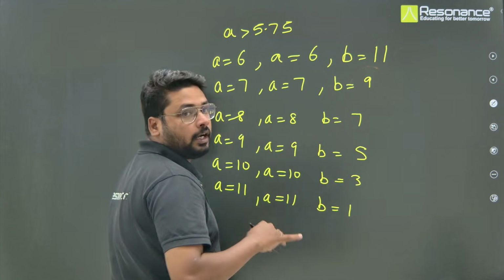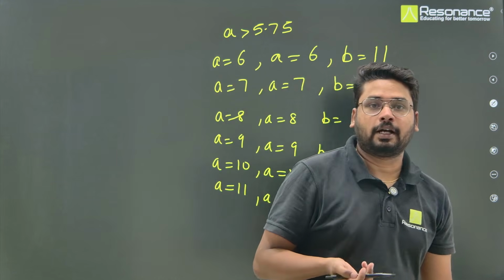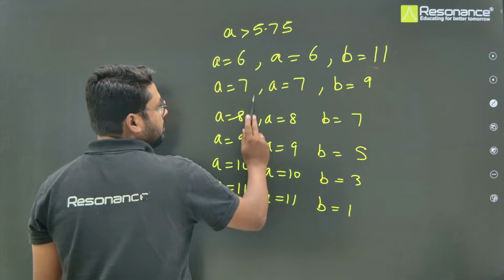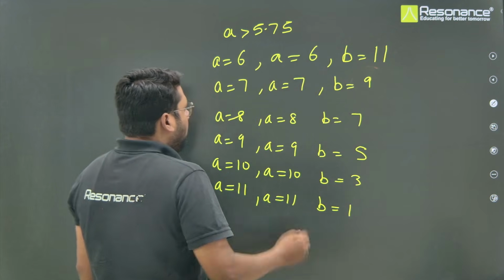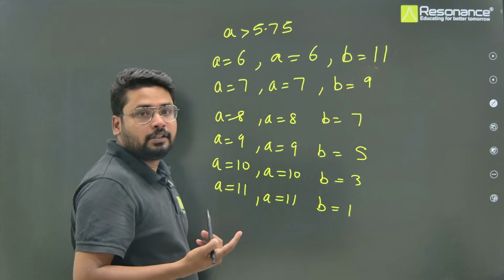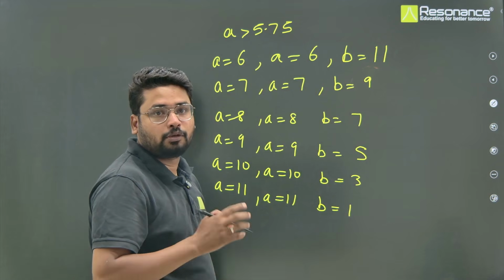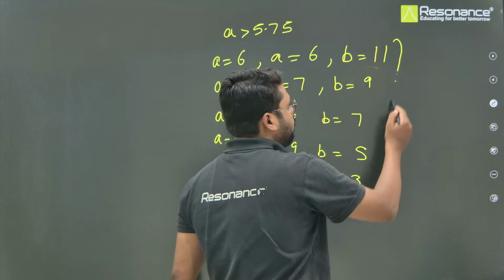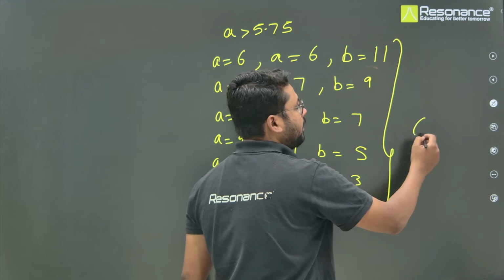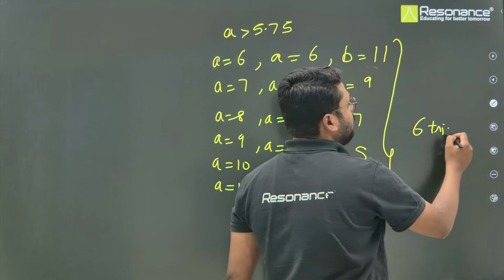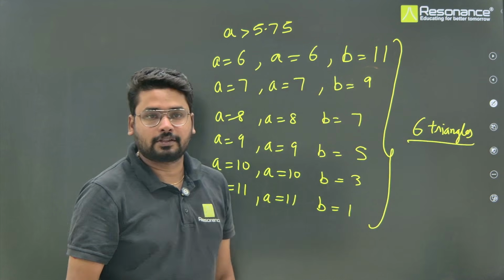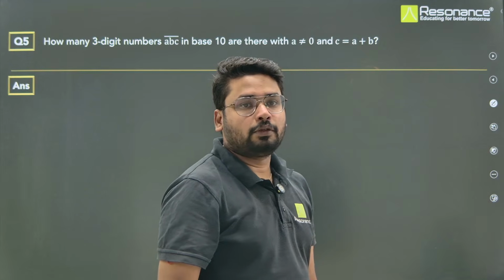So these are the 6 possible pairs for an isosceles triangle. Because if you see, 6 plus 6, 12 is greater than 11, 7 plus 7, 14 is greater than 9. So every time this pair will satisfy. We cannot take a as 12, because 12 plus 12 is 24, and the perimeter is 23 only. So there are 6 possible pairs, so 6 triangles with integer sides where the perimeter will be 23. So the answer is 6. Now we move to the next question.